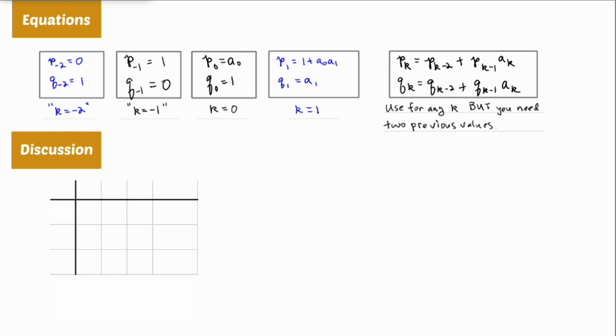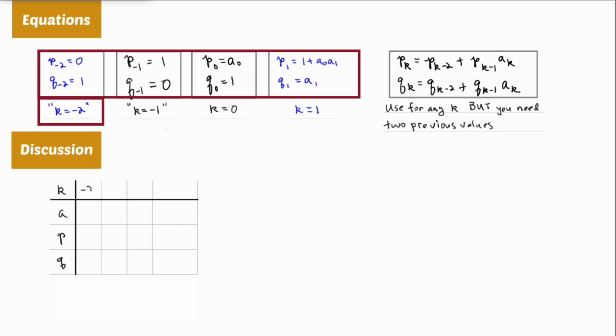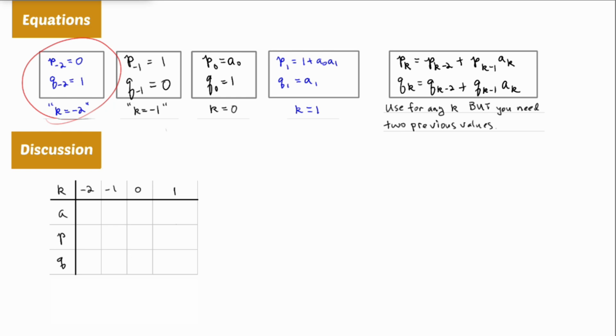We can make a table, like usual, for calculating convergence. We have rows for k, a, p, and q. K is the subscript. The row for a has the kth term from the simple continued fraction, and p and q are the numerator and denominator of each convergent. We'll put these four sets of equations in, so k starts at minus 2 and goes up to 1. When k equals minus 2, we don't have anything to put in the row for a, but we can use this set of equations to fill in the values for p and q. They are 0 and 1.